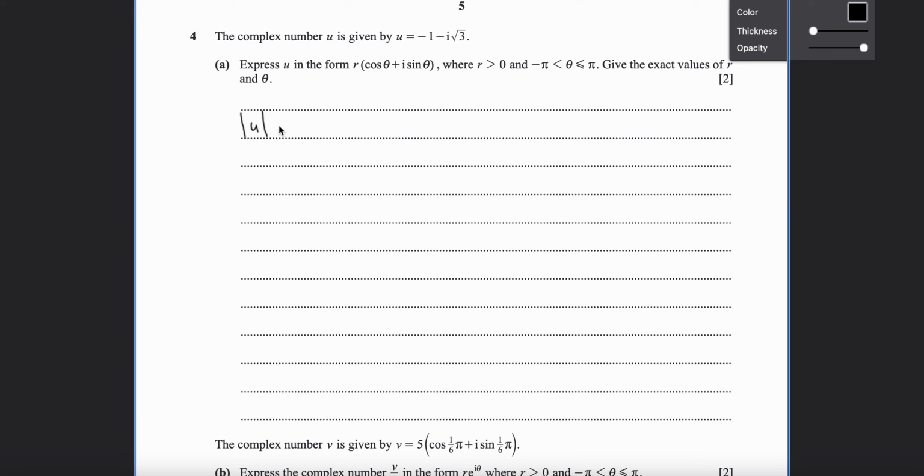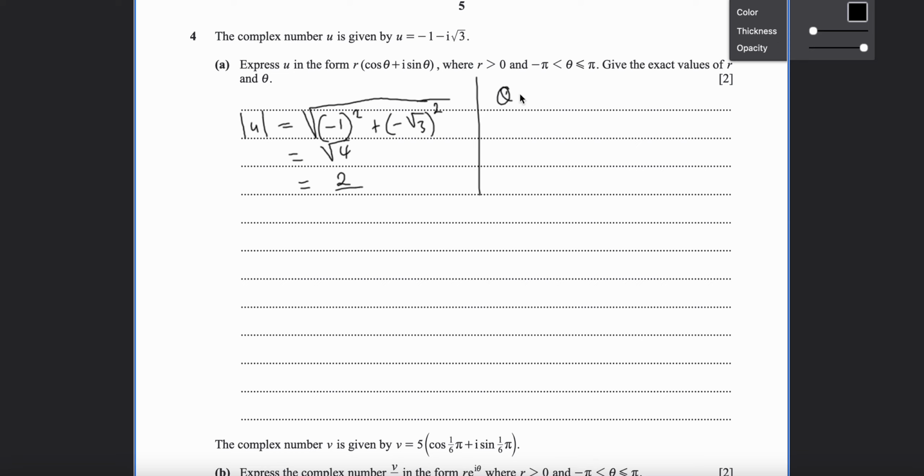So we're going to say the modulus of u is equal to the square root of (minus 1) squared plus (minus root 3) squared. Simplifying this, we get the square root of 4, and the square root of 4 is 2. We are not going to consider the square root of 4 to be minus 2 because we are told that r has to be greater than 0. And then we also need to find the argument of u, which is our theta.